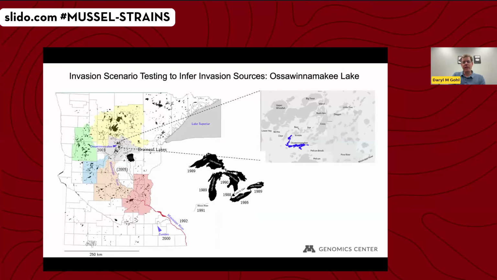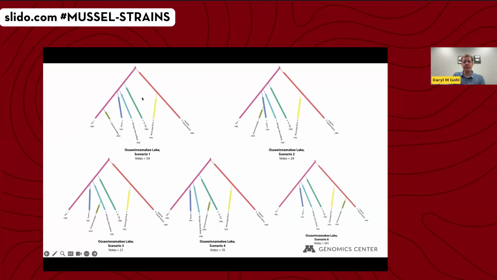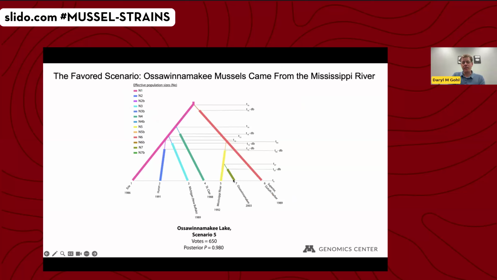And so what we then do is we can build these trees and place Ossawinamakee at different points on this tree, and then essentially statistically test how well these different scenarios are supported by the genetic data. The winning scenario that we get is this one, which shows that the Mississippi River was infested from mussels out of Duluth Superior Harbor, and then subsequently the infestation in Ossawinamakee came from the Mississippi River. And it's fairly high confidence.